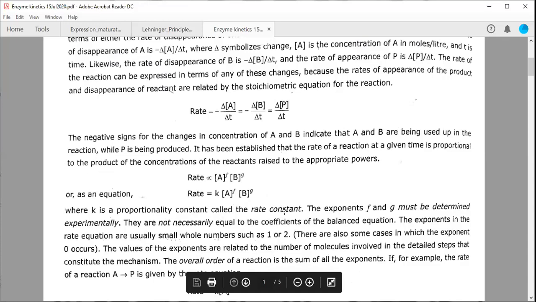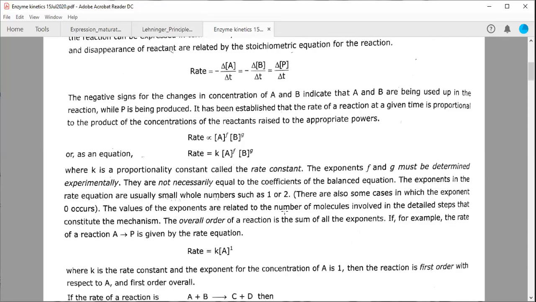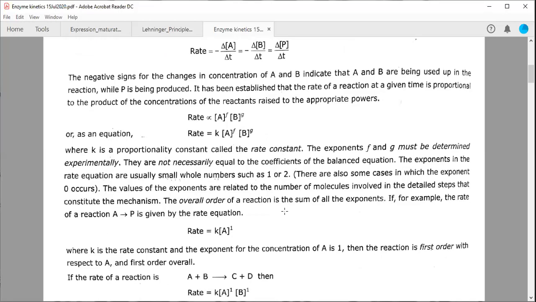I hope this is clear up to here, because there are no hard calculations. They are simply representing the rate of reaction either with these values or with the powers of these reactant concentrations, and they have added a proportionality constant that is called the rate constant K. And these F and G are called exponents, and must be determined experimentally. So you need to do some experiment. You need to take the enzyme and substrate in a test tube to determine the values of F and G.